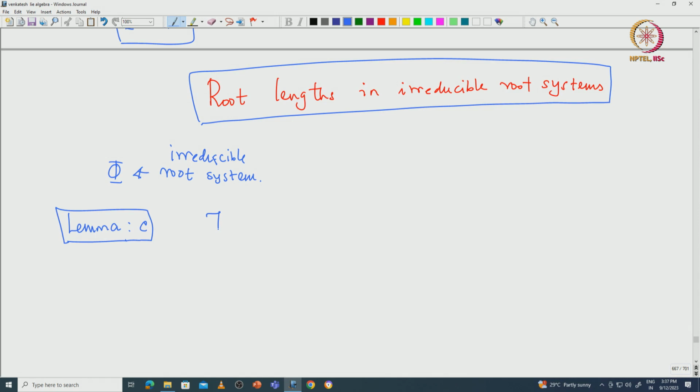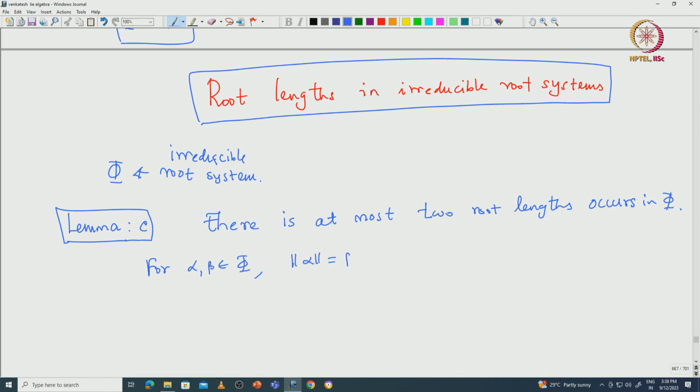There are at most two root lengths that occur in phi, and in particular if we take two roots alpha and beta. So, for alpha, beta in phi, assume that the lengths of alpha and beta are the same. Then there exists w in W such that beta equals w alpha.